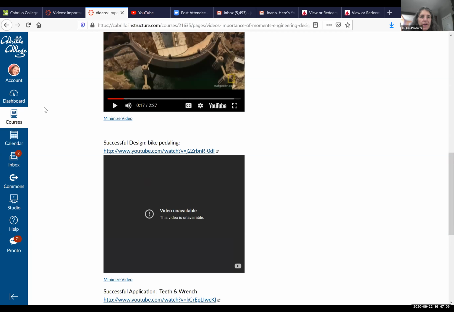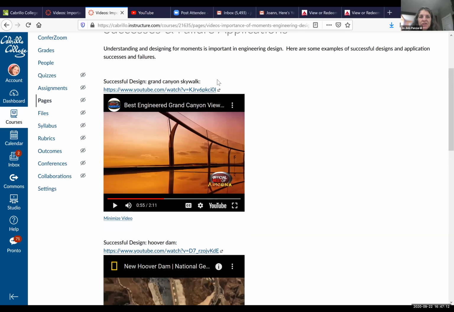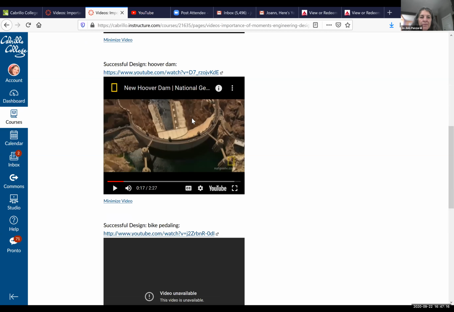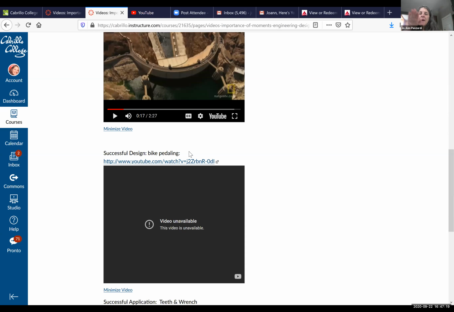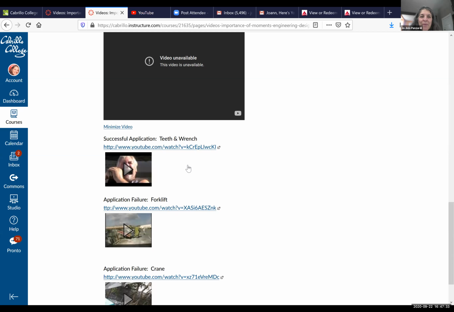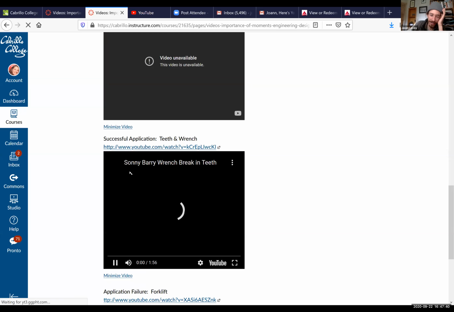So these three I entitled Successful Designs: the Grand Canyon Skywalk, the Hoover Dam, and this is bike pedaling. And you could imagine that when you're riding a bike, you're creating a moment, right? Okay, now that's not a statics problem, that's a dynamics problem. Now let's look at a successful application. This is a little weird, but we're going to watch it. Nobody gets hurt, right?